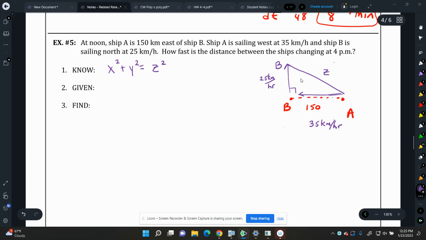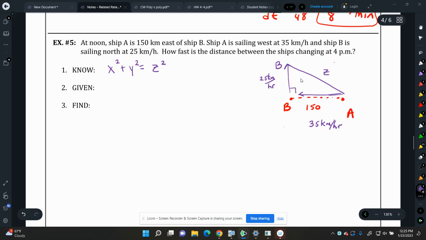We have 10, we have 100, right? So this is z. Why is 35 negative? Because it's traveling back towards B. When you're traveling to the left, it's negative.